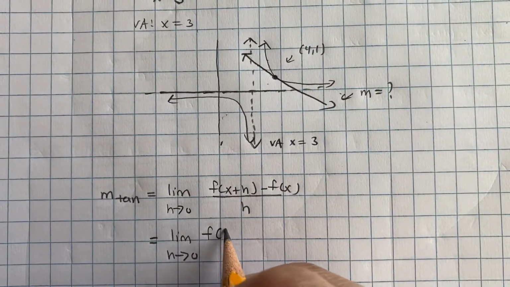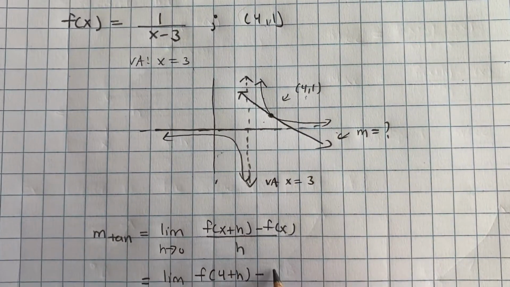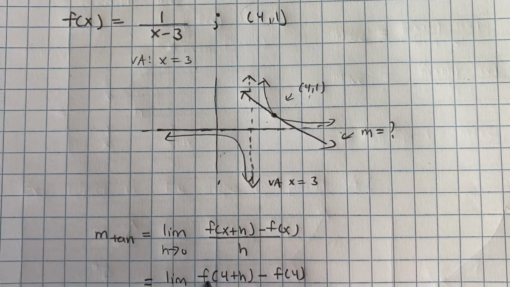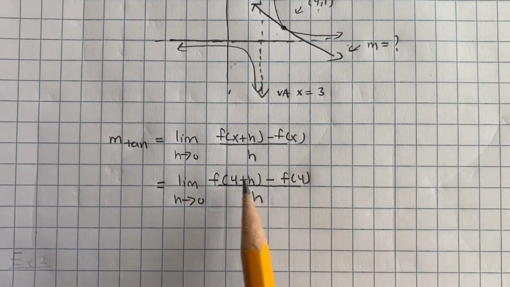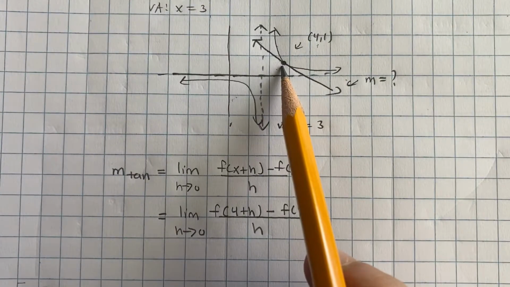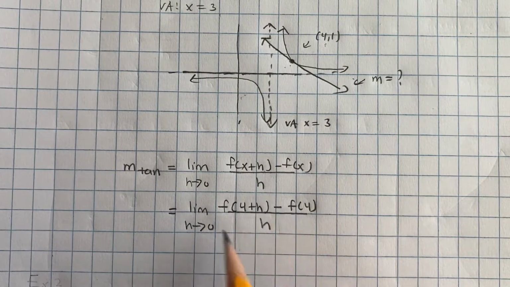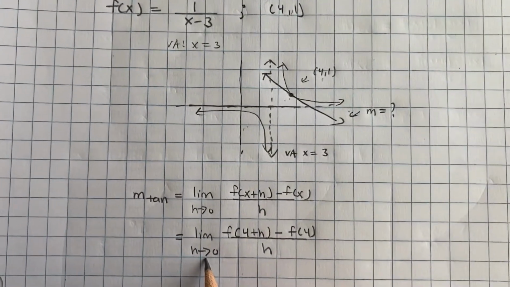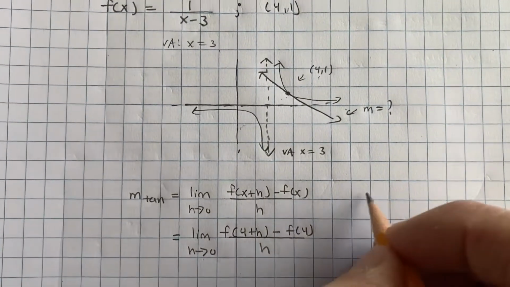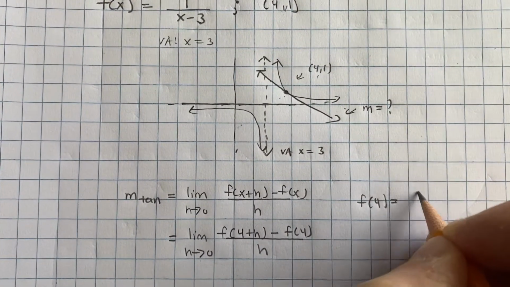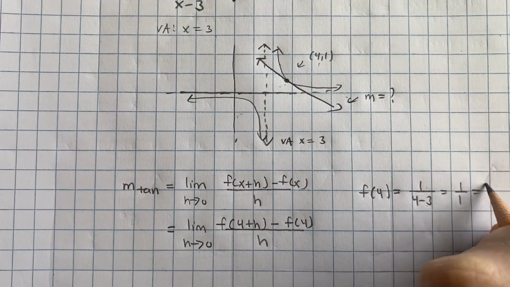So it's going to be f of 4 plus h minus f of 4, all over h. What this expression represents is the slope of the tangent line at this specific point, (4, 1). Now all you need to do is evaluate this. Your difference quotient is the limit as h goes to 0, using all your limit properties and all your algebra skills. If I want to calculate f of 4, it's just 1 over 4 minus 3, which is 1 over 1, which is 1.